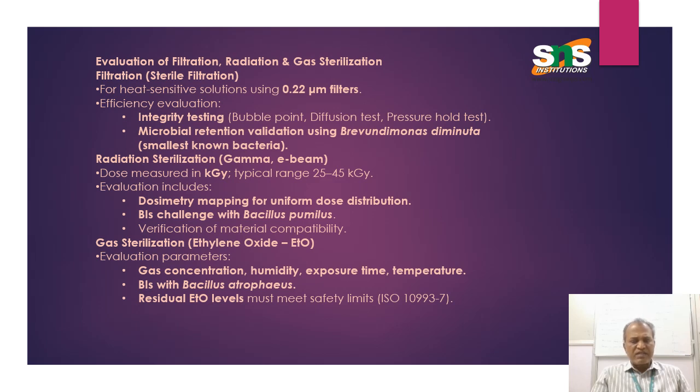Next, gas sterilization. Here the example is ethylene oxide. So what are the evaluation parameters? Gas concentration, humidity, exposure time and temperature. These are the unique parameters that come under the category of evaluation or efficiency of gas sterilization systems. Here the biological indicator is the same Bacillus atrophaeus. Next, residual ethylene oxide level. It must meet safety limits as per the ISO requirements.